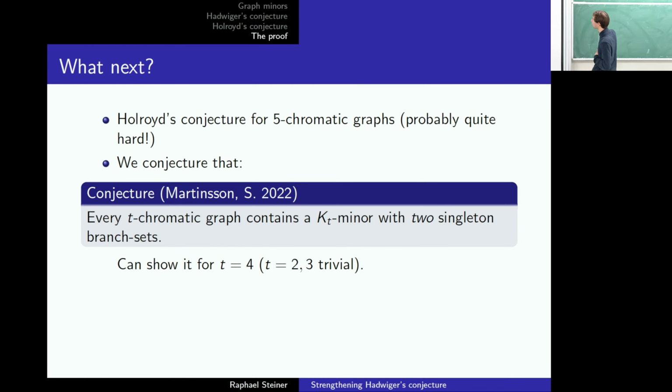Okay, so we want to prove that a 4-chromatic graph contains a K4 minor. Actually, let's prove the following statement. If the graph has chromatic number 4, then it always contains a K4 subdivision where one of the paths is just an edge.